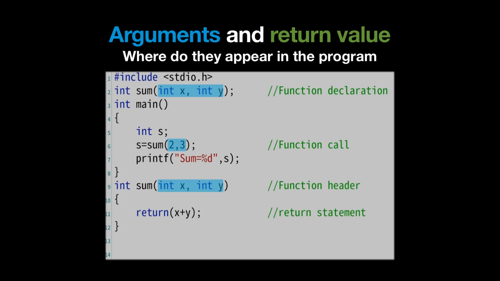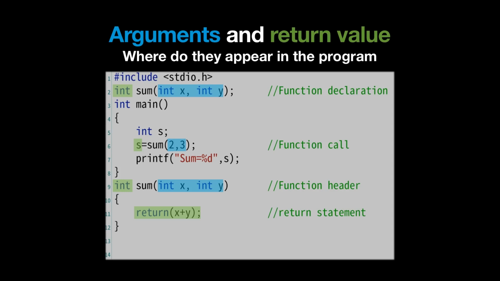If the function is without arguments, then these highlighted code should change. Now, if the function has a return value, let us see which lines associate with that. First, the return statement, the return type in the header, the return type in the function declaration.